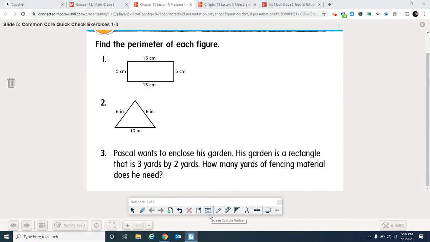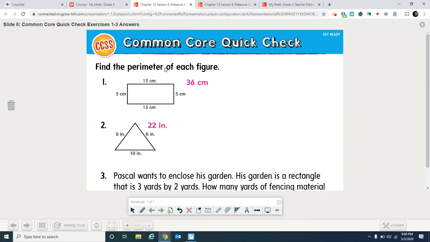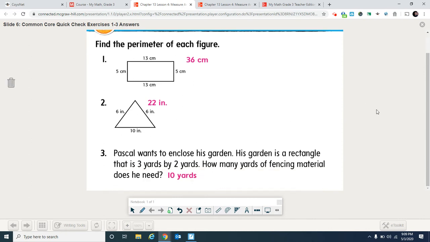Okay, so do you guys have your answer? Let's go ahead and check your work. For number one, the answer is 36 centimeters. And for number two is 22 inches. And for number three is 10 yards. Okay, great job. Are you guys correct?